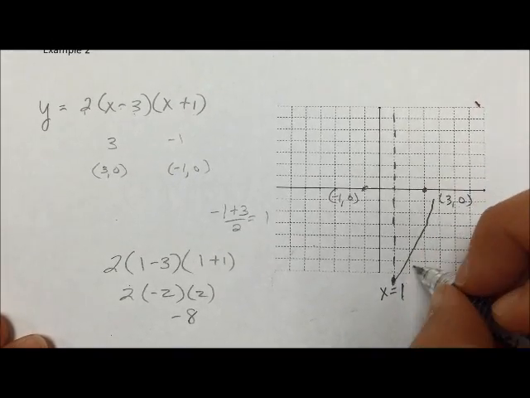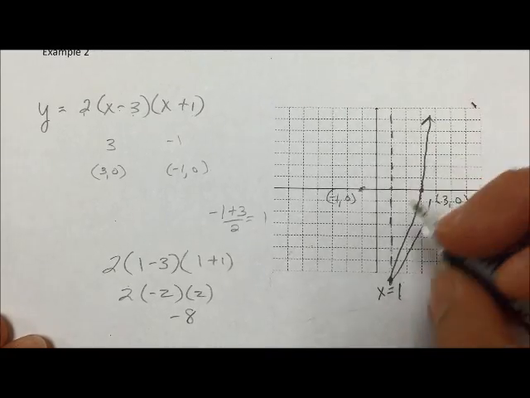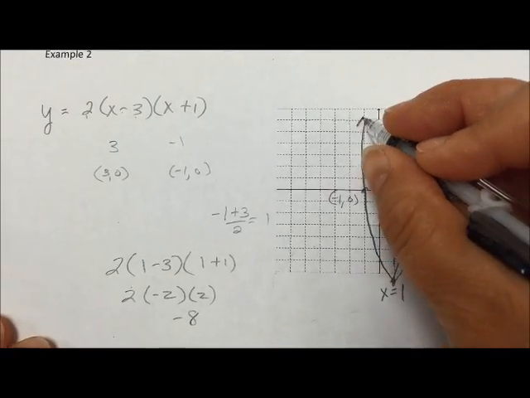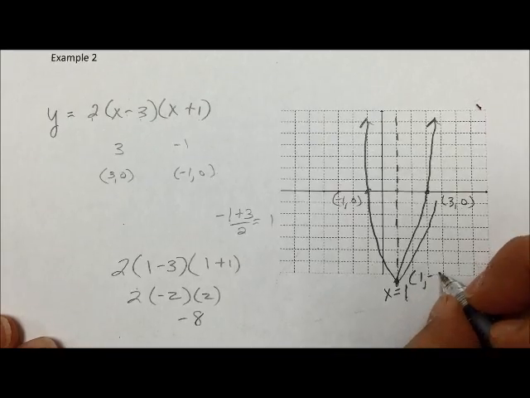Oops. Let's just go like that. So vertex 1, -8.